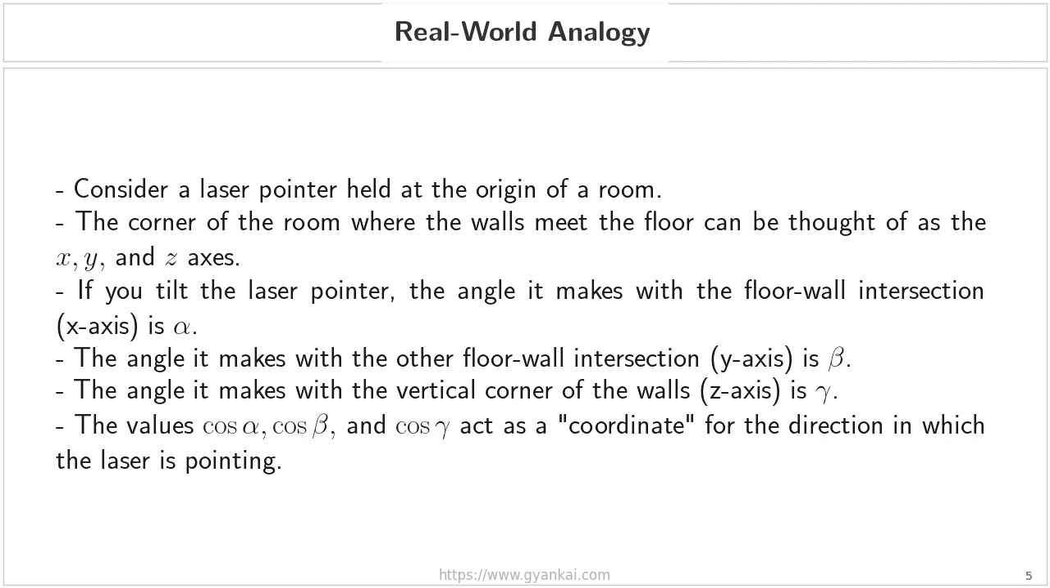Now, here is the key part. Just as we saw in the previous slides, we aren't just interested in the angles themselves, but in their cosines. The values of cosine alpha, cosine beta, and cosine gamma essentially act like a set of directional coordinates. They tell us exactly how much the laser is pointing along each axis, uniquely defining its direction in the room. This leads us perfectly into our next slide, where we will see how to apply this using a concrete numerical example.